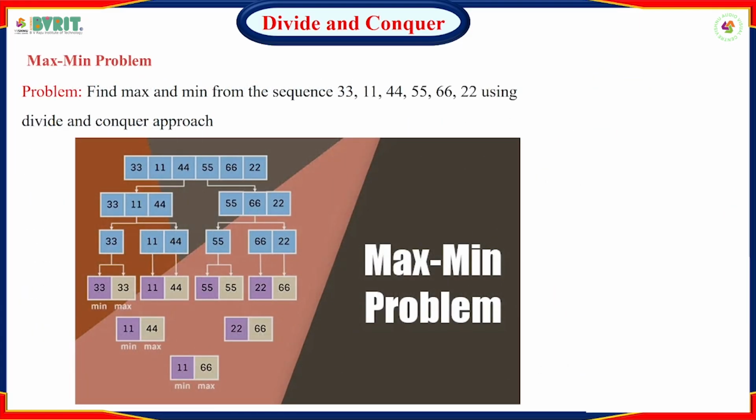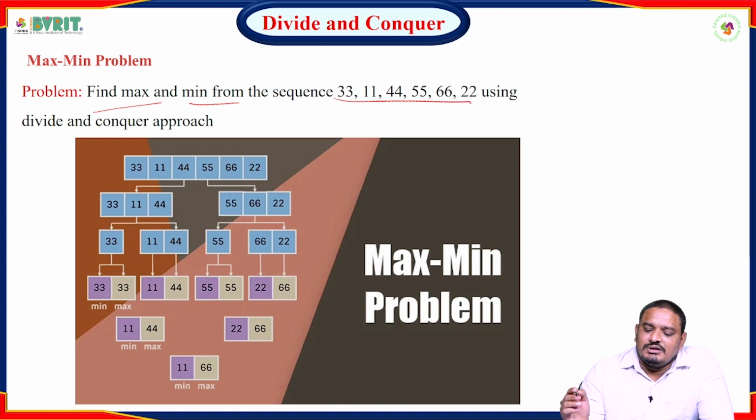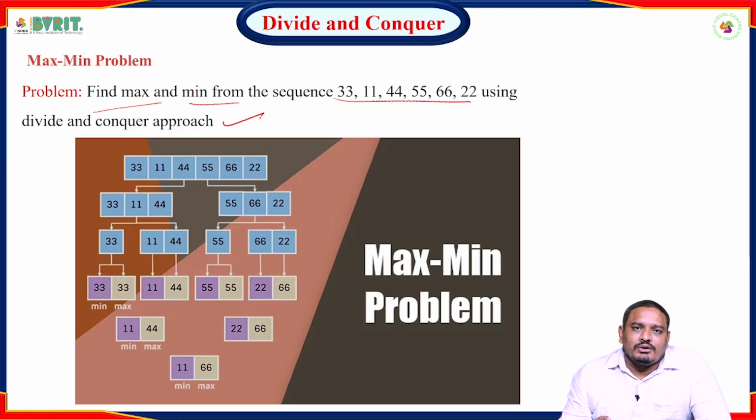First, let us solve one example for the minimax algorithm. The given problem is to find the maximum and minimum from the sequence 33, 11, 44, 55, 66 and 22, using the divide and conquer approach. See how the algorithm works. These are the different elements: 33, 11, 44, 55, 66 and 22.